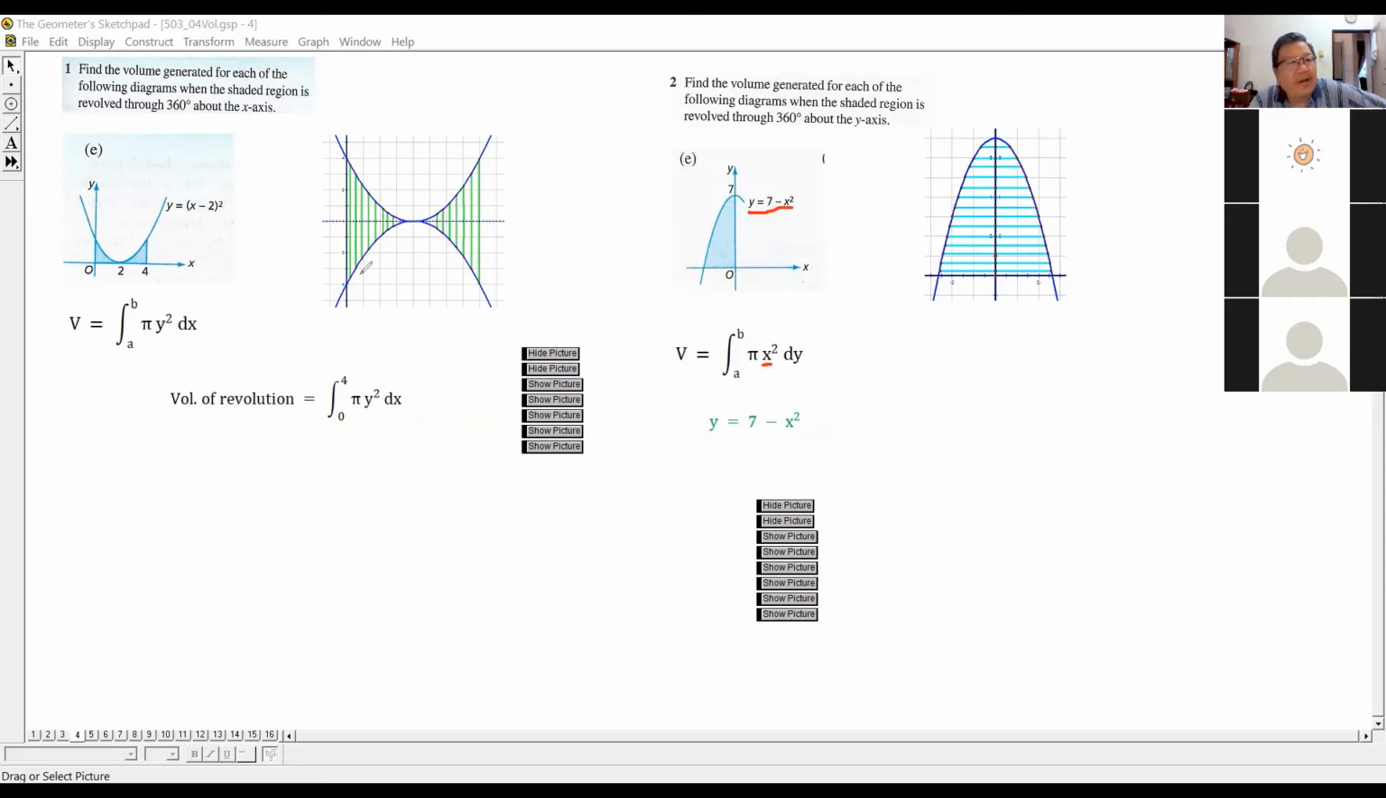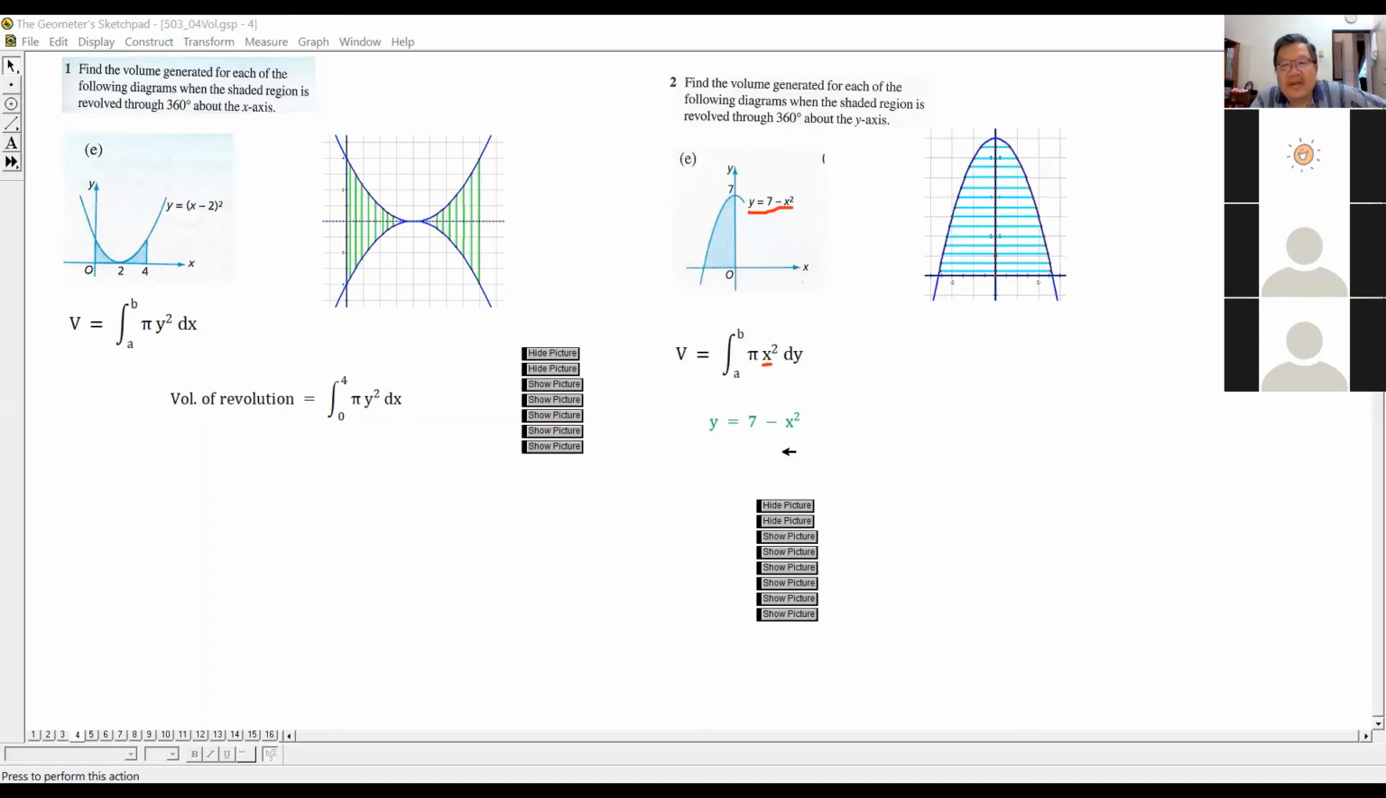So the formula is like this, pi x squared dy. The function I copy down here, y equals to 7 minus x squared. Now can I use this function y equals to 7 minus x squared and substitute inside here? Cannot substitute directly, because you need to substitute x squared.